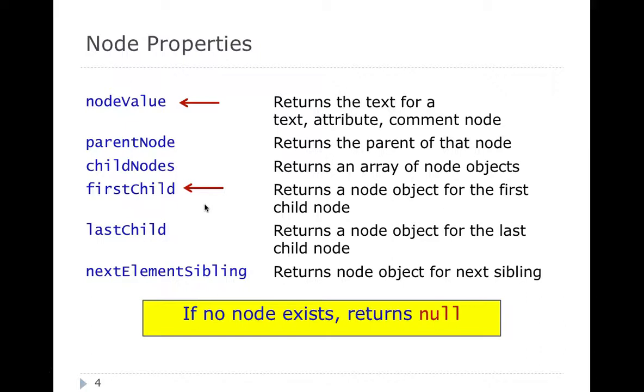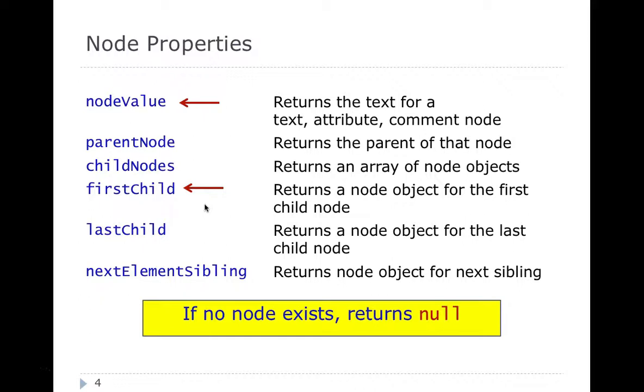So let's talk about node properties. Whatever the node value is, it will return the text for text, attribute, or comment. It's almost like innerHTML, if it were only text, not HTML. The parent node returns the parent of the node. The child nodes returns an array of the node objects that are children of that element. The first child returns a node object for the first child node. So if we had a div tag that had numerous paragraph tags, the first child would return that first paragraph, which would be the first child node. We'll see this in our code examples that come with this week's handouts.